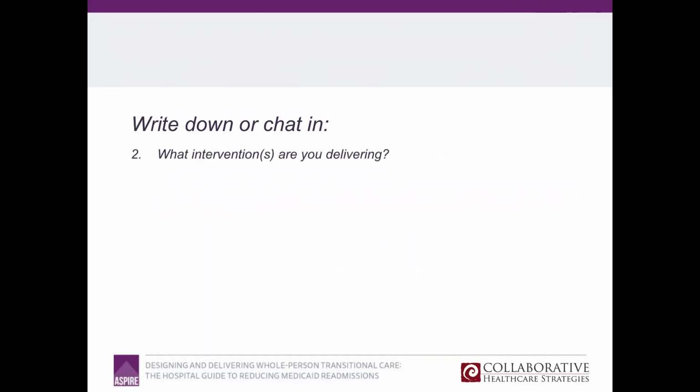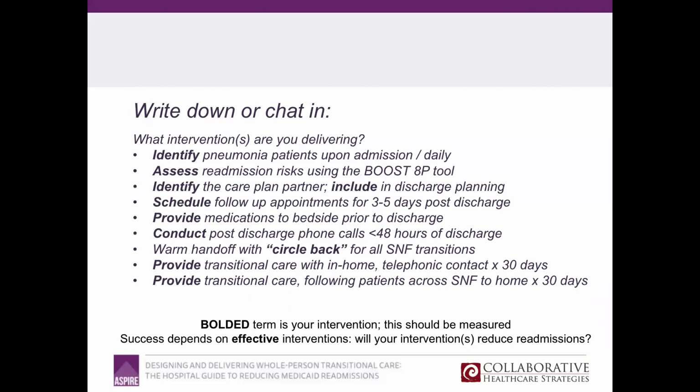So question number 2 is now pivot from your aim statement to your interventions. And these are your process improvement, your quality improvement, or your system redesign interventions, right? So intervention is broadly defined. So what are you doing? In other words, what are you delivering to your pneumonia patients in your target population in order to achieve your aim? So chat in. What steps are you taking? What services are you delivering? What improvements are you making in order to achieve that readmission reduction aim?